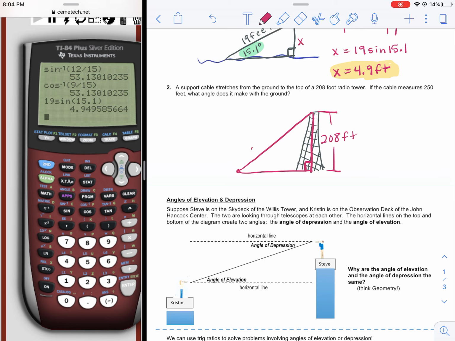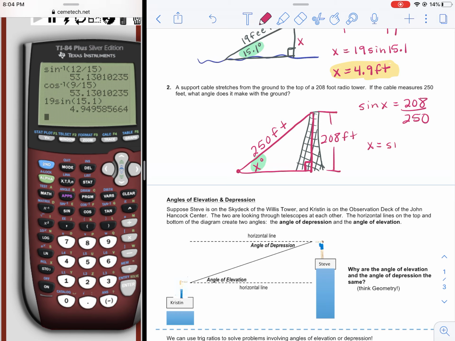If the cable measures 250 feet, so the cable is 250 feet, what angle does it make with the ground? We're trying to find this angle right here. Again, if we start with that reference angle that we're looking for, we're working with the opposite side and the hypotenuse. So this time the sine of the angle equals 208 divided by 250.